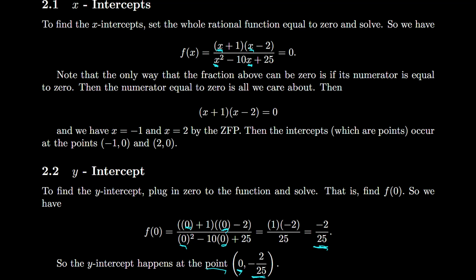You just set it equal to 0 and solve to find the x-intercepts, plug in 0 to find the y-intercept, because that's what you're doing graphically. So I like it when math makes sense, and you should too. So that's the x and y-intercepts, and that, well, that isn't what makes this function weird.